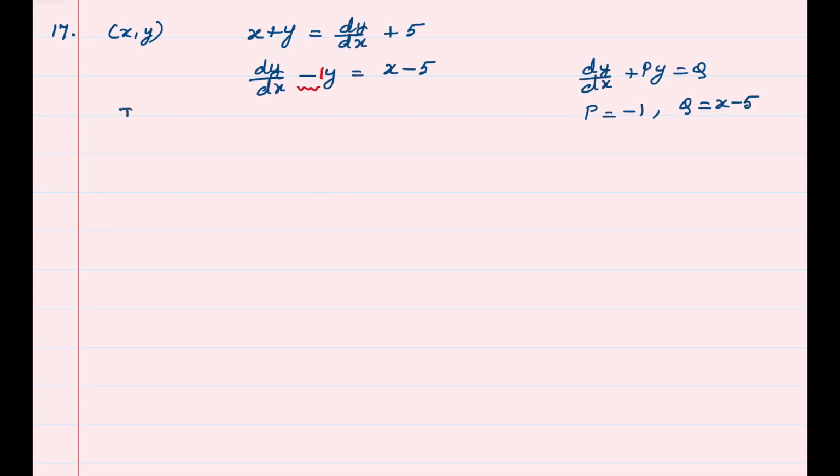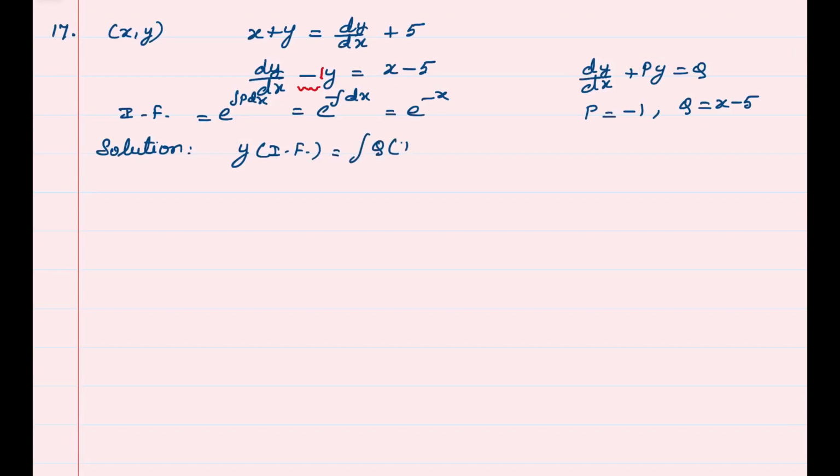We will find the integrating factor, which is e to the power integral P dx, e to the power integral of -1 dx. Therefore, the integrating factor is e raised to minus x. We will write the solution. The formula is y times the integrating factor equals integral of Q times the integrating factor dx plus c. So y times e to the power minus x equals integral of (x minus 5) e to the power minus x dx.